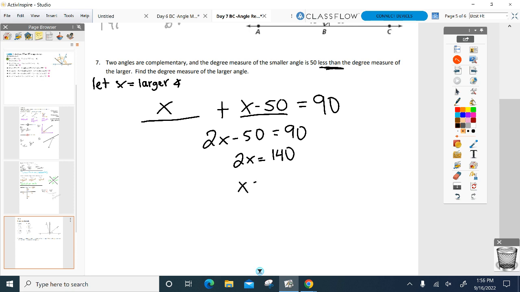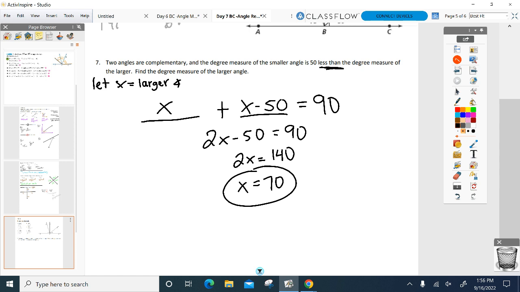x equals 70. All right, now this is why I like let statements. If you don't write a let statement, do you know which angle this represents? Maybe not. But to me, I let x equal the larger. What's the question asking for? Find the degree of the larger. So I know I'm done, and I don't have to plug it back in, because I called x the larger. That's why I like let statements, to figure out if x is what they're looking for or not. Questions?